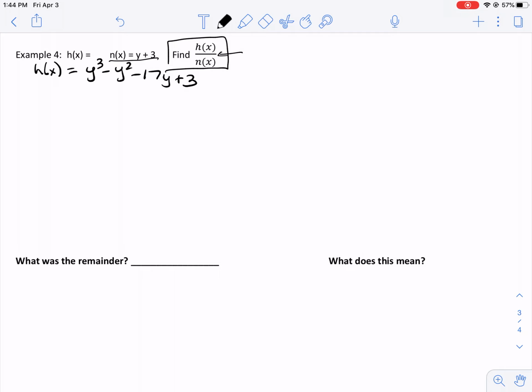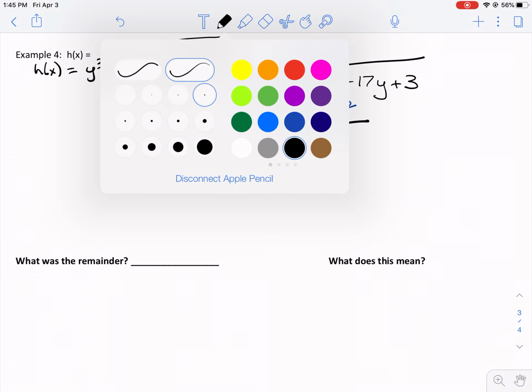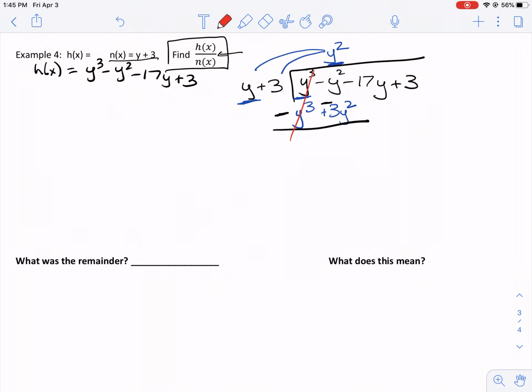All right, we're dividing. So y cubed minus y squared minus 17y plus 3, and we're going to divide it by y plus 3. All right, here we go. 2 terms, so my answer starts up here on the second term. What do I multiply to the y to get a y cubed? I multiply by a y squared. Distribute the y squared. We get y cubed plus 3y squared. Subtraction step. Change the signs. The y cubes will cancel. Negative y squared minus 3y squared is negative 4y squared. Bring down the next term. Do it again.